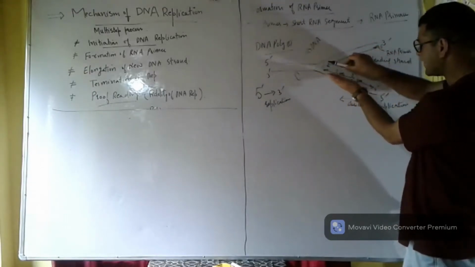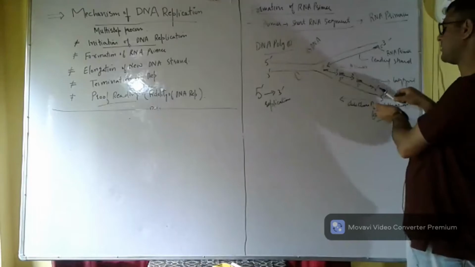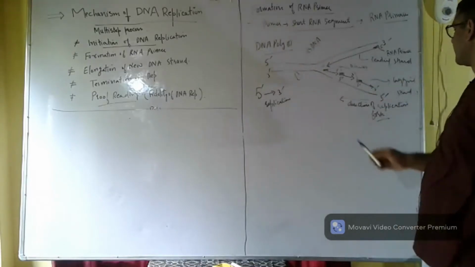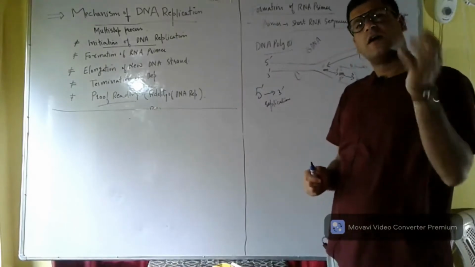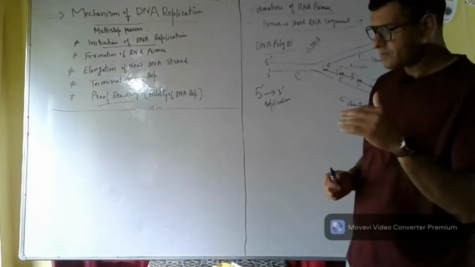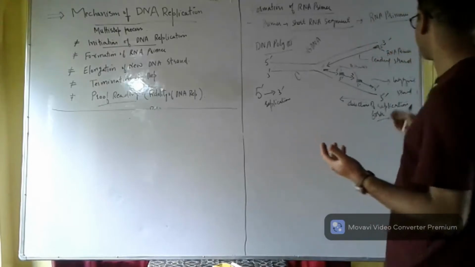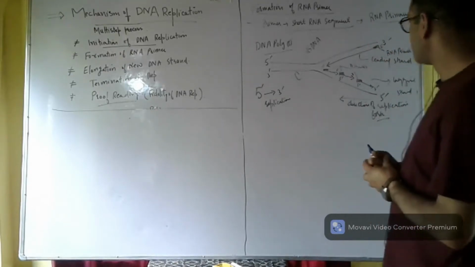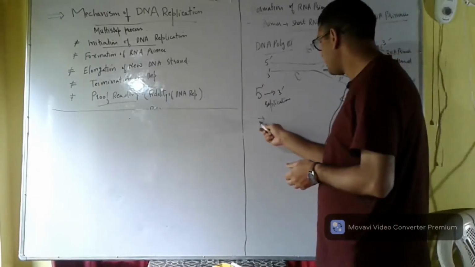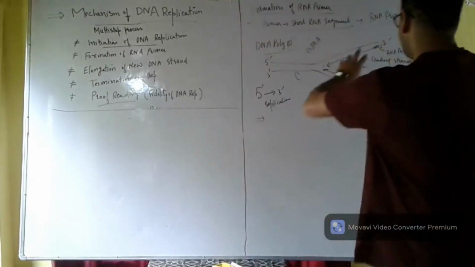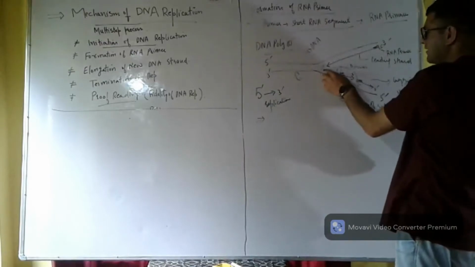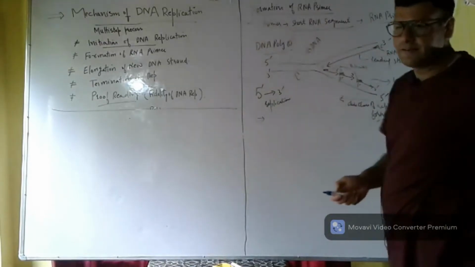Another strand is synthesized in a direction opposite to the direction of the replication fork. That is called the lagging strand. So one strand is synthesized in the direction of the replication fork, and another strand is synthesized opposite to it. That is called the lagging strand. So these RNA primers are formed at two sites, at the replication fork site and at the free end of the new DNA strand.